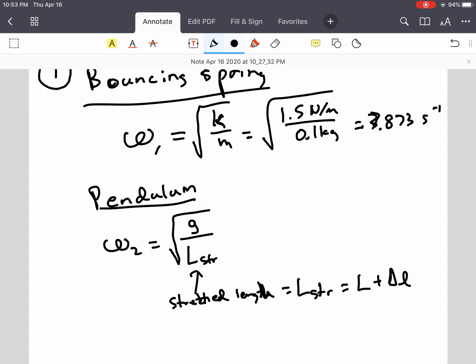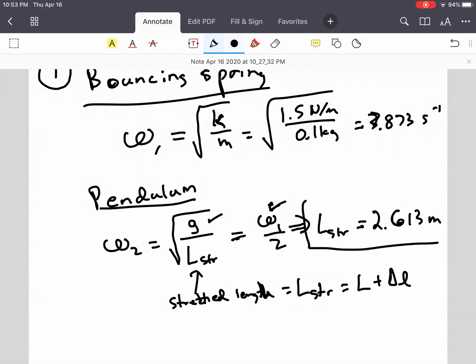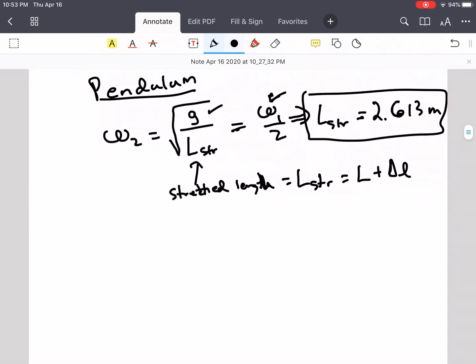All right, so there's my omega 2, and what I know is that that is simply 1/2 of omega 1. So I know omega 1, I certainly know g. That means that I can go ahead and solve this guy for the stretched length with a couple of lines of algebra. And what I get is that the stretched length is 2.613 meters. Okay, so here I've used all my harmonic oscillation. Everything's pretty much good to go. There's only one thing left, is that they actually ask me to solve for the unstretched length L.